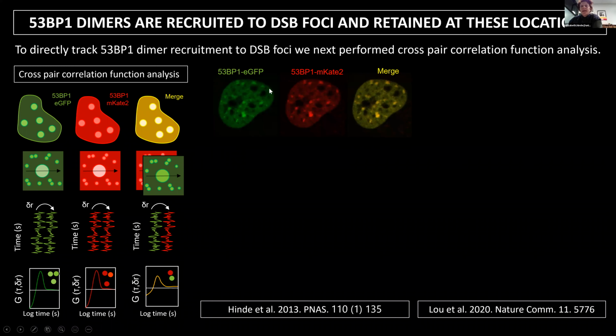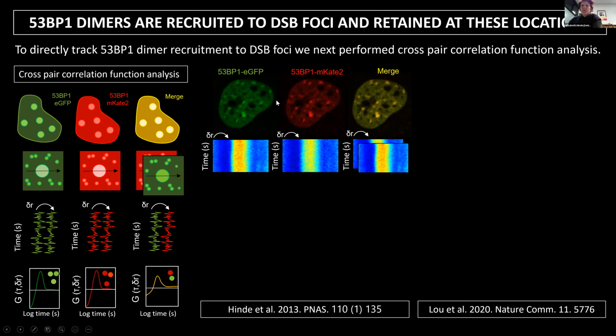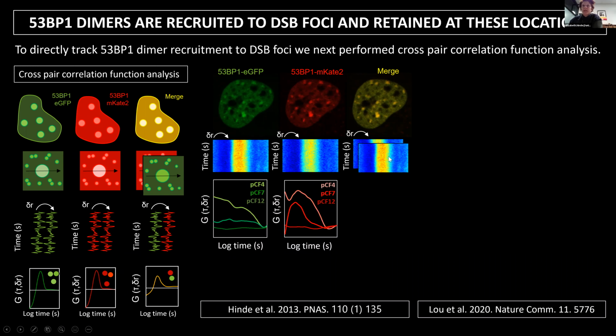So here we have an example of a U2OS DIvA cell expressing 53BP1-EGFP as well as 53BP1-mKate. And we trace a line scan across a foci in both channels. So here's the foci, and this enables us to have intensity fluctuations that we can later cross-correlate.